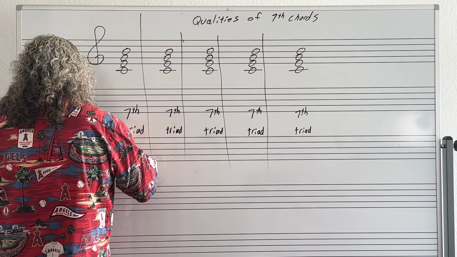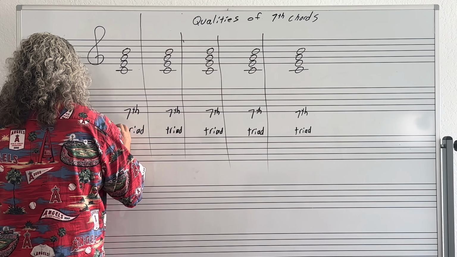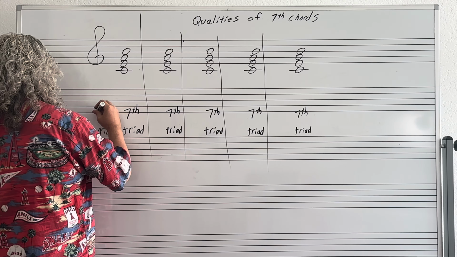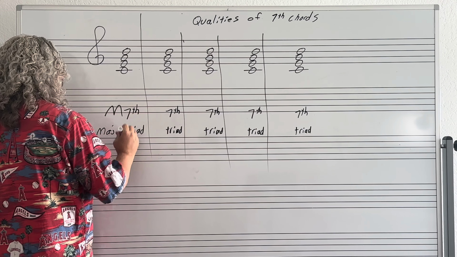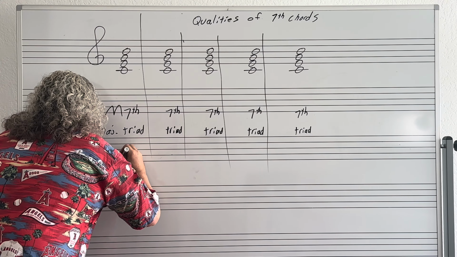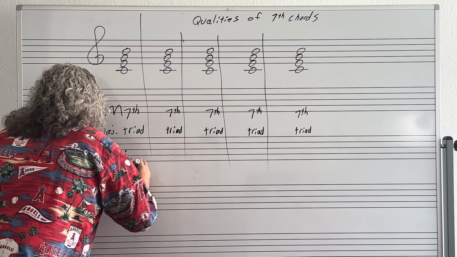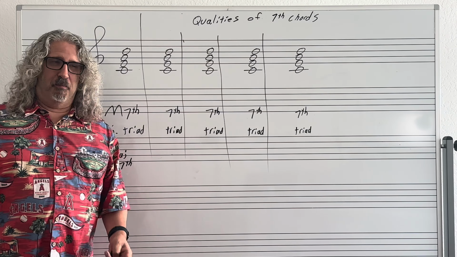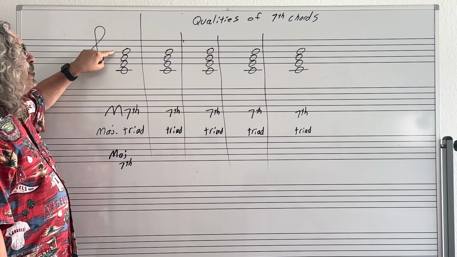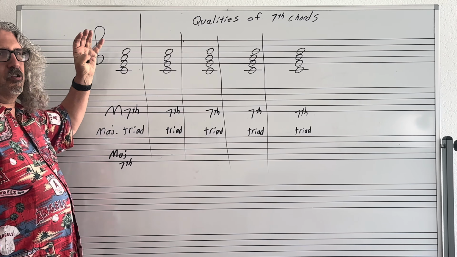So let's do this one. A major triad. If you have a major triad and a major seventh, okay? This is what we call a major seventh chord, okay? Literally, everything is major. Major 3rd, perfect 5th, okay? And a major 7th, okay? That will give us our major seventh chord.